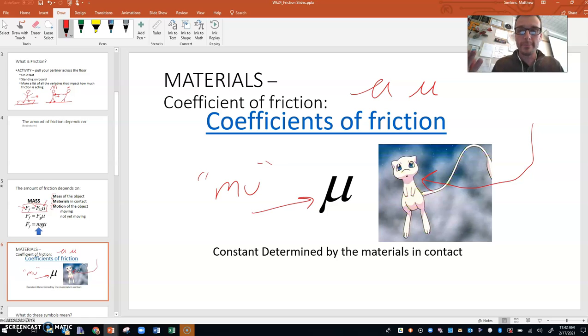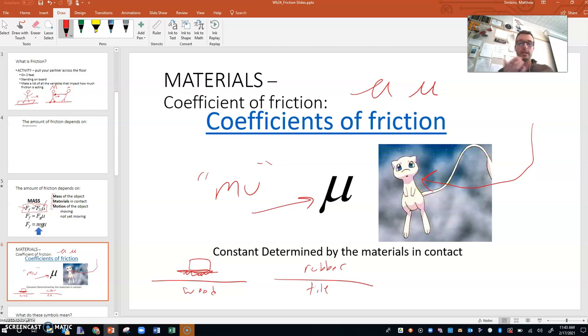Now, coefficient means number, and friction, of course, is the thing we're talking about. And so all it means is friction number. Well, what do you mean friction number, Mr. Simpkins? Well, two surfaces always have a set or determined friction number depending on how rough they are, right? So if I take a block of wood, and then I take another block, but it has sandpaper on the bottom, all right? There's going to be a certain mu, or coefficient of friction, associated with that. If I take a rubber shoe and I put it on a tile floor, there's going to be a coefficient, or a number for friction, that determines how much friction there is between a rubber surface and a tile surface, and so on for any two surfaces you can come up with. They all have their own unique mu.